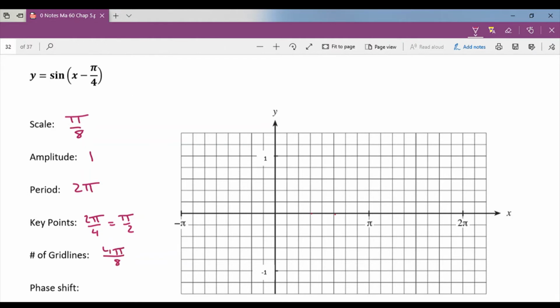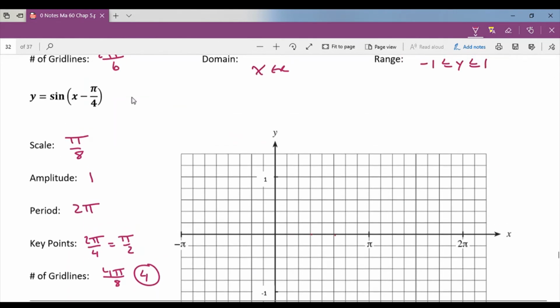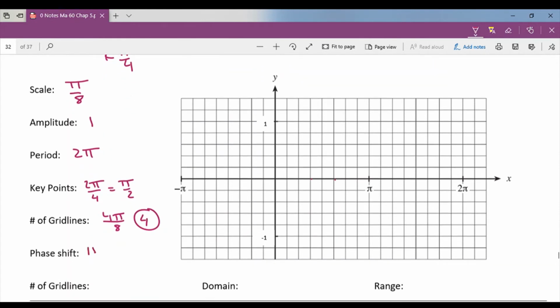Well, pi by 2 is 4 pi by 8, so it's going to be 4 grid lines. So every 4 grid lines, you're going to have a key point. Your phase shift was right. Sorry, I should have put that at the top. Our phase shift is right pi by 4. So our phase shift down here is going to be pi by 4.